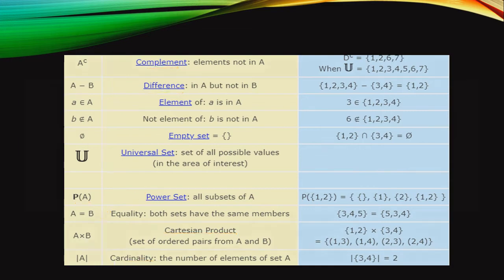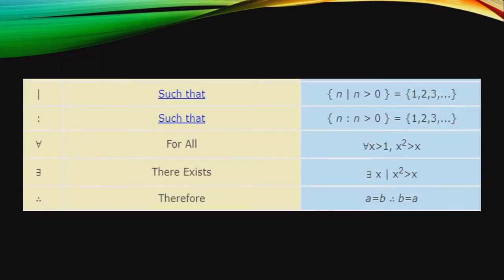For the symbol of such that, we're going to use a bar or a colon. Next is for all, it is an inverted A. For there exists, it is a flipped letter E. And then for therefore or conclusion, we use three dots that form a triangle.